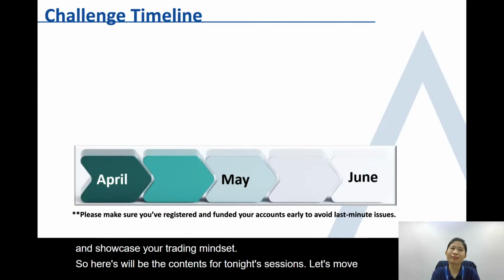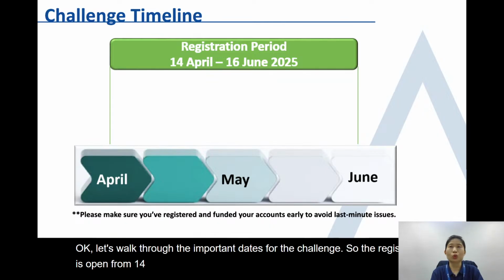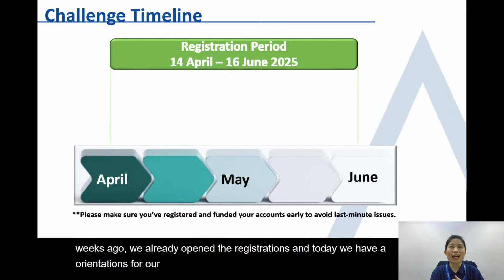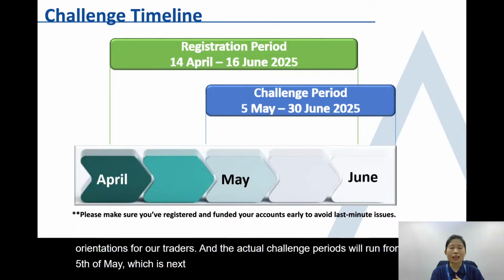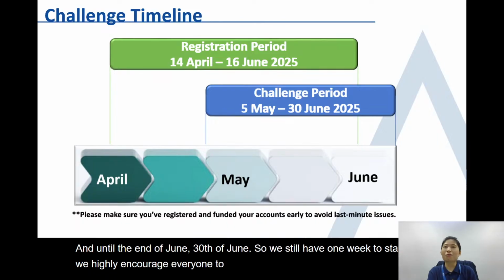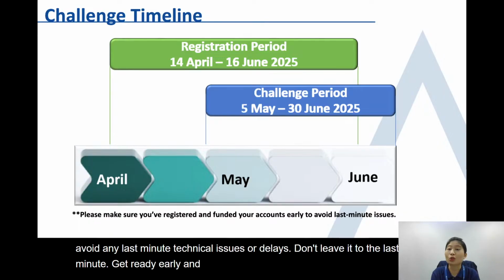Let's move on. Let's walk through the important dates for the challenge. Registration is open from the 14th of April to the 16th of June, which is 2 weeks from now. We already opened registration, and today we have orientation for our traders. The actual challenge period will run from the 5th of May, which is next Monday, until the end of June, the 30th of June. So we still have 1 week to start. We highly encourage everyone to register and fund your accounts early to avoid any last-minute technical issues or delays. Don't leave it to the last minute. Get ready early and stay focused on your trading.